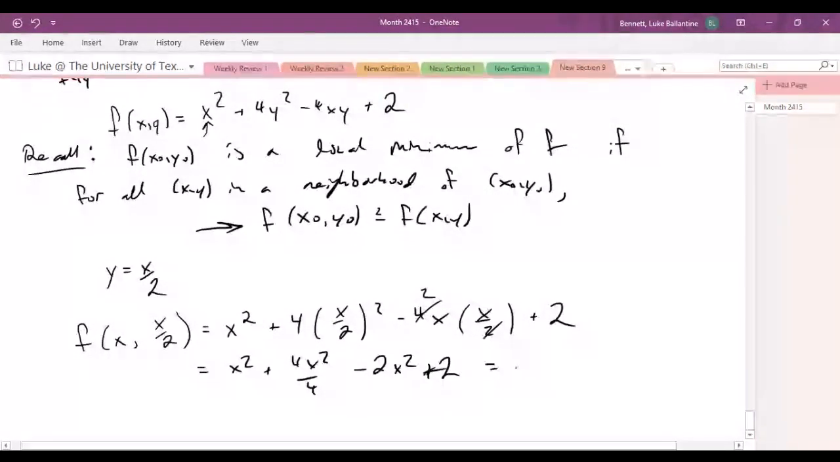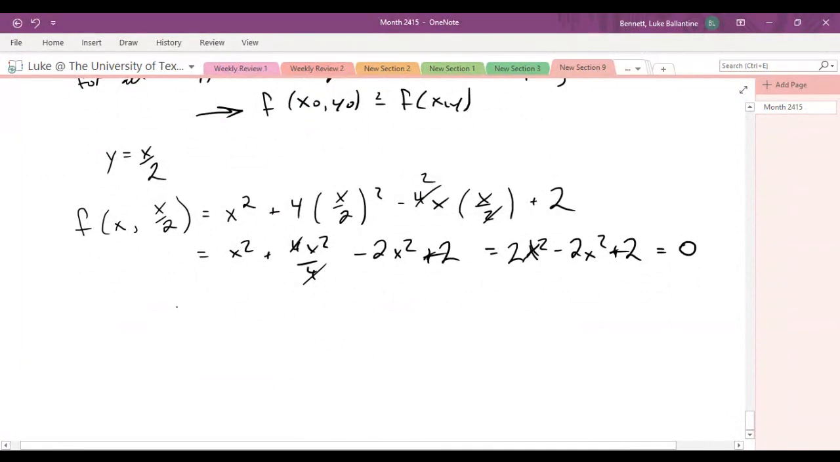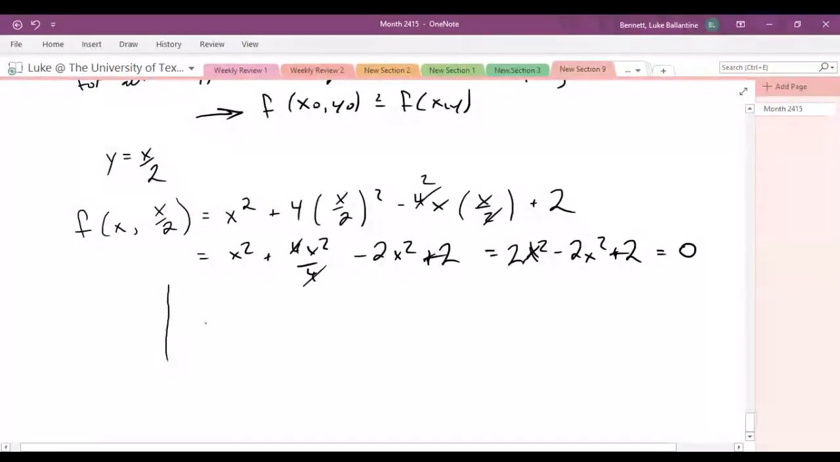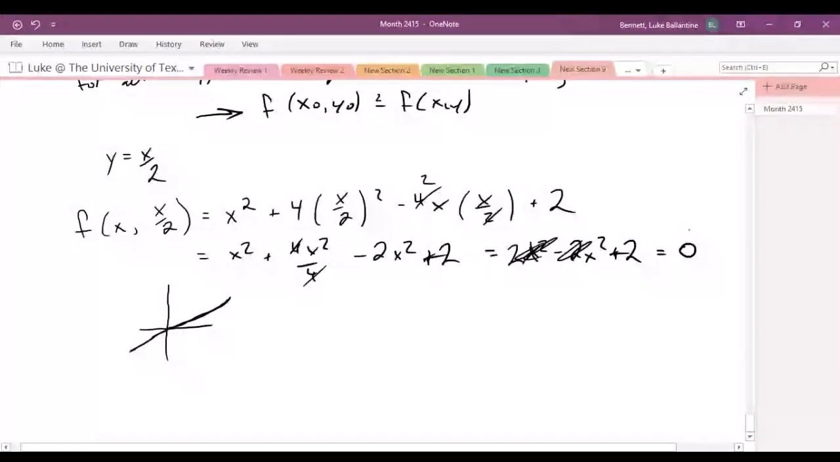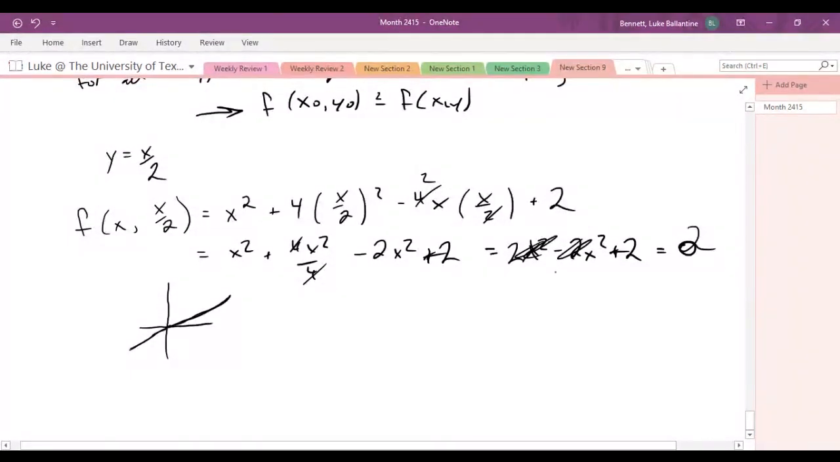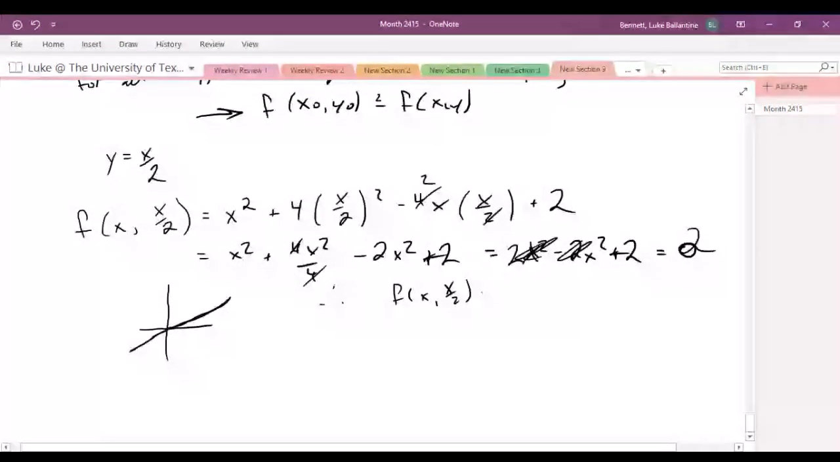What does this equal? Well, this is 2x² minus 2x² plus 2. This is equal to 2. So that means all along the line in R², y equals 1/2 x, we have a constant value of 2. No, this equals 2. Okay, so bringing it all together, f(x, x/2) is equal to 2.